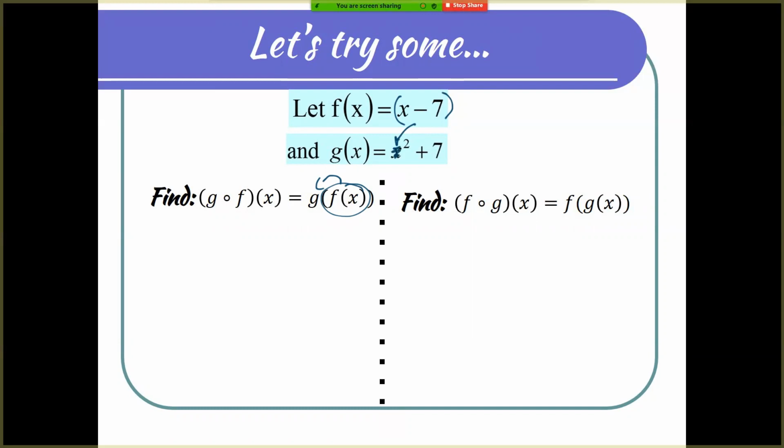So in parentheses, I have x minus 7 still being squared. The plus 7 comes down. We took the x out when we replaced it with the x minus 7. To simplify this, I've got to figure out what x minus 7 squared is. That means I'm going to take x minus 7 times x minus 7.